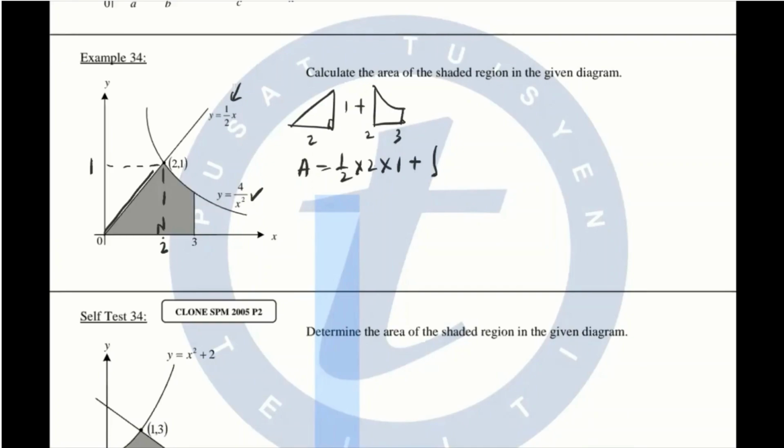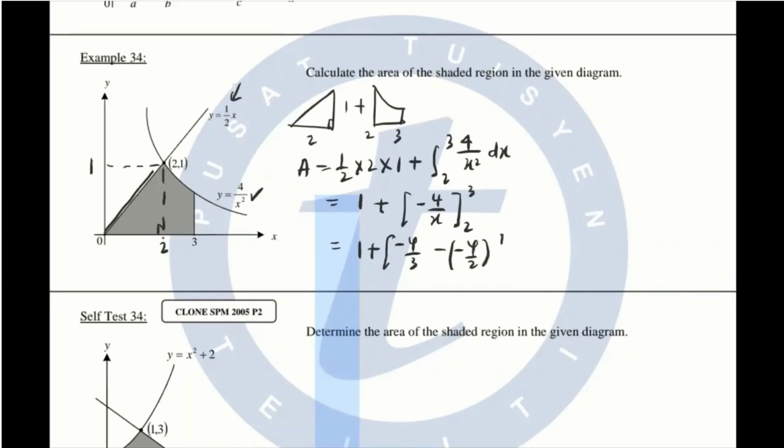So the second one, we integrate from 2 to 3. My function is now 4 over x squared dx. When you integrate this, it is negative 4 over x, lower limit 2, upper limit 3. So let us put 3 inside. You get negative 4 over 3 minus negative 4 over 2.